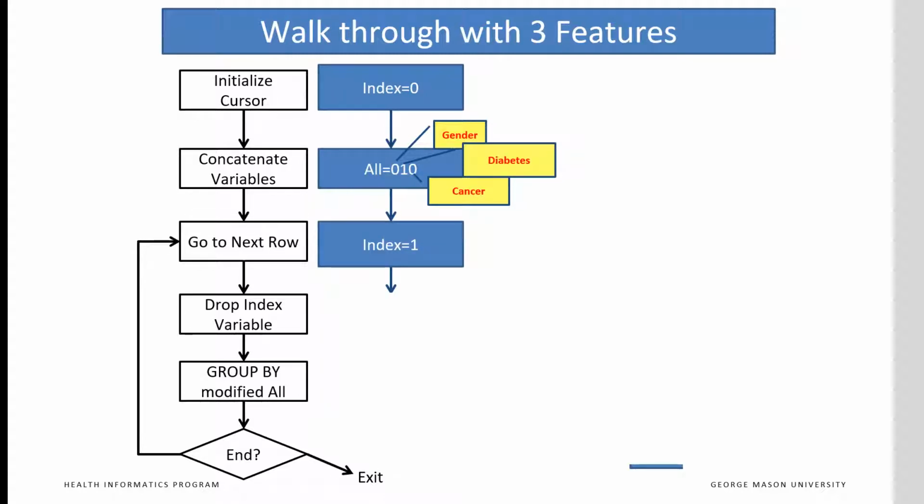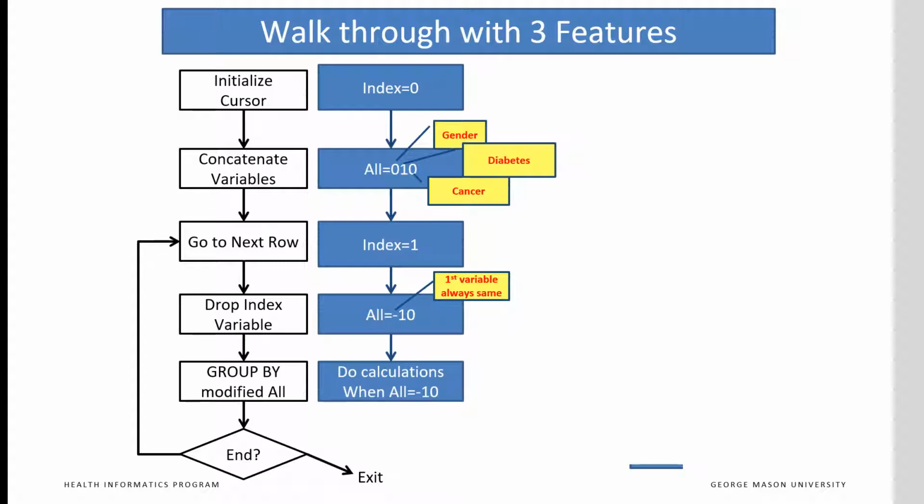We look up the next row. We are now at row 1 if we're using a cursor, and at index 1 if we're using a do while command. We need to drop the first feature. We recode the all field so that the first character is always a dash. Now this feature does not change across the data. We now group by the all field and calculate the remission rate associated with various antidepressants in this subset of data.